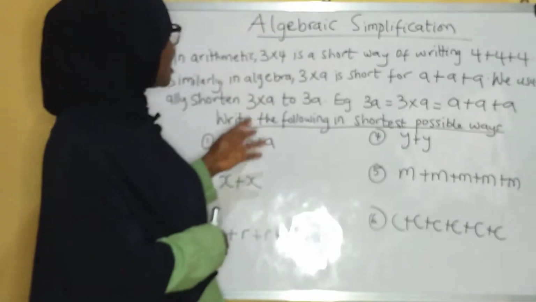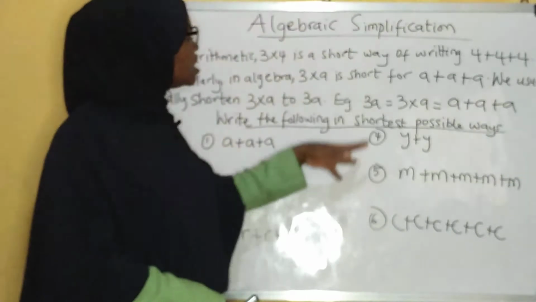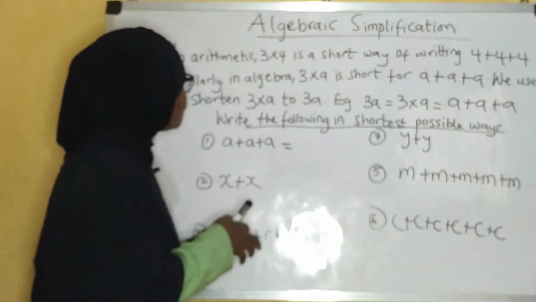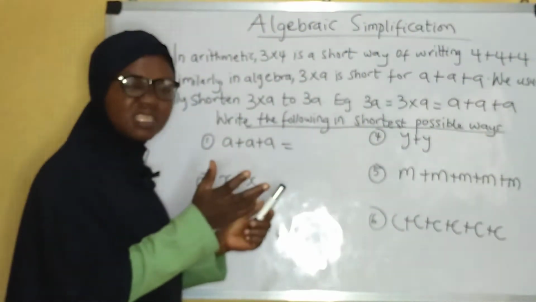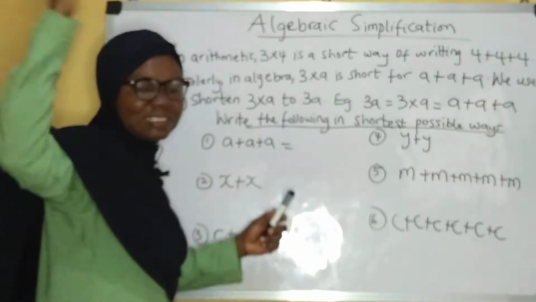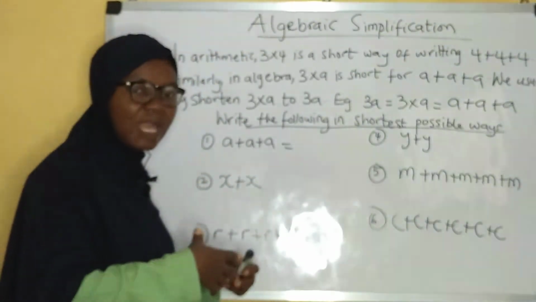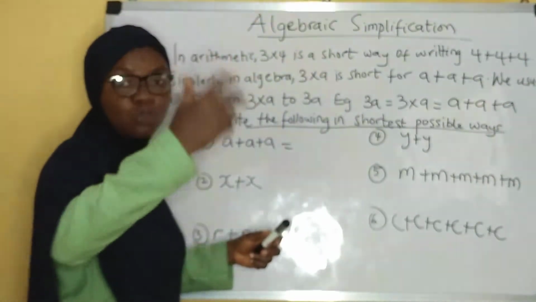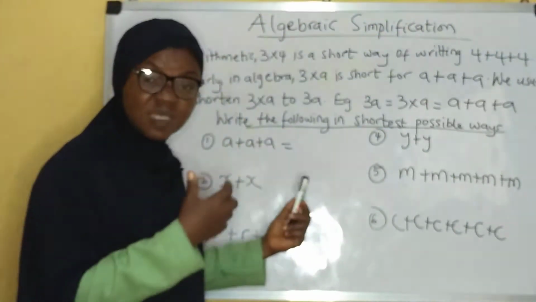Alright. So now let's look at this example. Write the following in the shortest possible ways. Now let's look at this first one that we have here. I have a plus a plus a in algebra. Write it in the shortest possible way, because I know that if I have a's in like 20 or 30 places, it's going to occupy as much space as possible. So I want to minimize my space, and make it convenient for me. So I don't want to write a's in thousands or hundreds. So I want to look for the shortest possible way with which I can represent it or write it down.